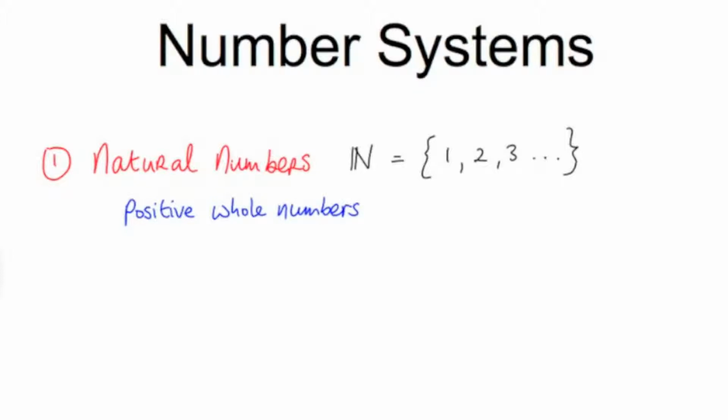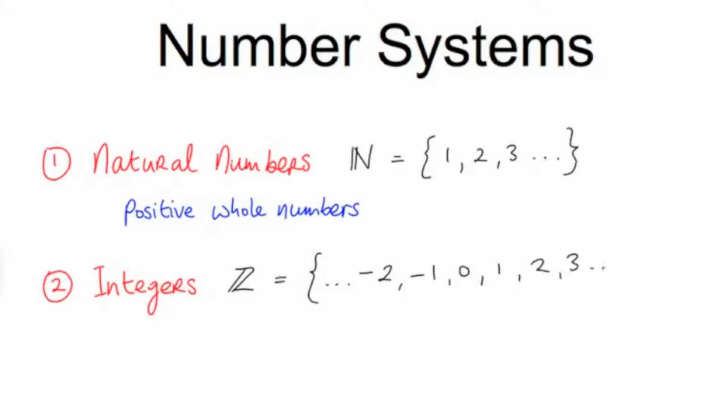The second type of number on the Junior Cert course is called integers. Integers are represented by the letter Z. Integers are any whole number, either positive or negative. It also includes 0. So if it's a whole number, it's an integer. Therefore, natural numbers are also integers.